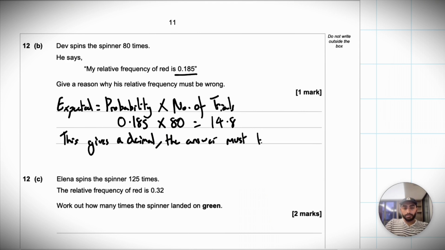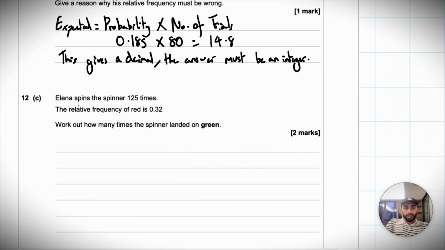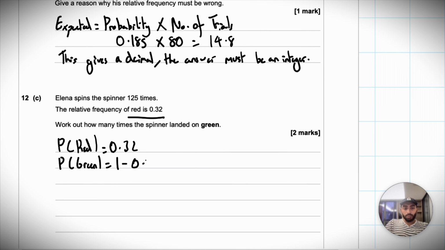Part C, Eleanor spins the spinner 125 times. The relative frequency of red is 0.32. Work out how many times the spinner landed on green. Probability of red is 0.32. And we know the probabilities will add up to 1. So the probability of something happening will be 1. So the probability of green will be 1 take away 0.32, which gives me 0.68.